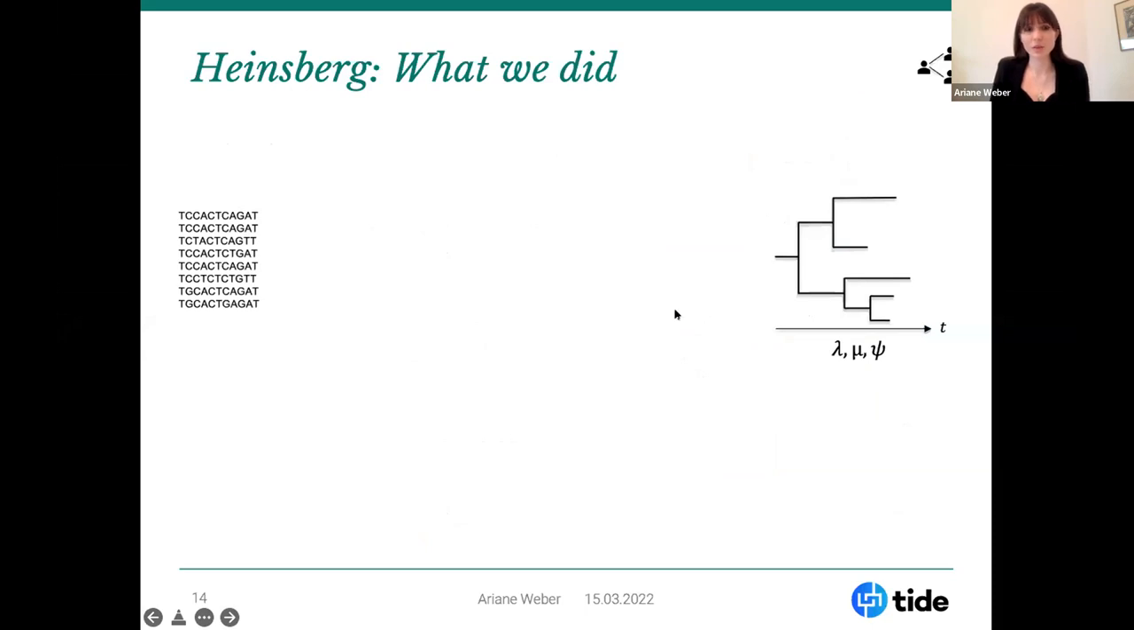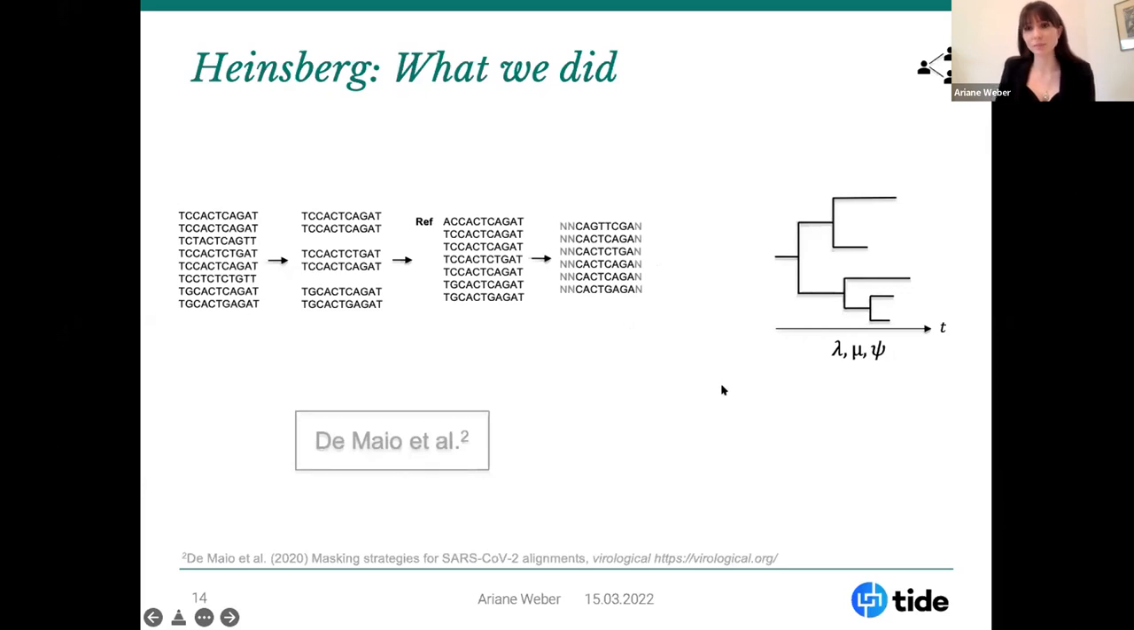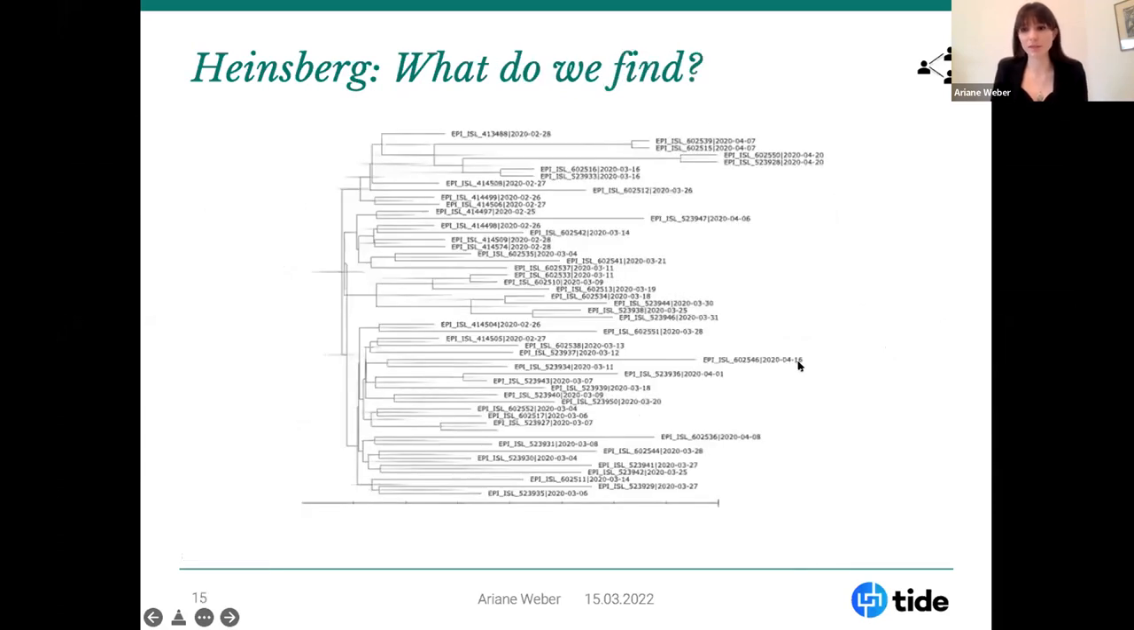So what we actually did with the sequences that we obtained is that we first excluded the sequences that we deemed to not belong to the real clonal Heinsberg outbreak. And then we used MAFFT to align all of the sequences to the reference genome. And then we masked this sequence alignment as recommended by Mayo et al. And then put that into BD-Sky with the population dynamic setup as I've just shown it, and defining an HKY substitution model and a strict clock model. And the result that we obtained from this, you can see here.